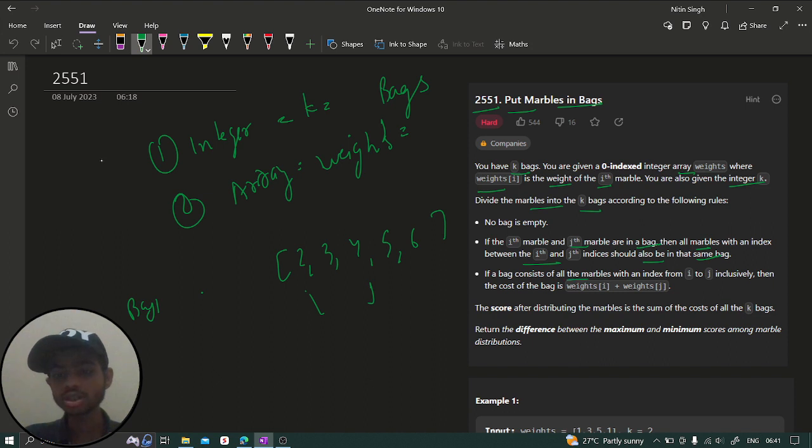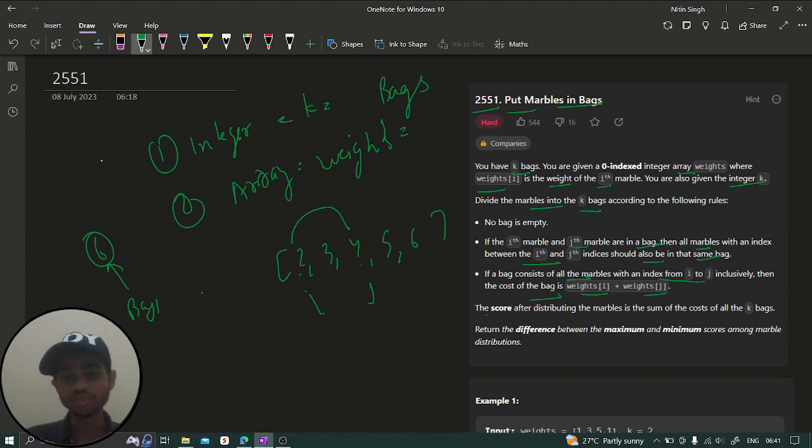And if a bag consists of all the marbles with the index from i to j inclusively, then the cost of the bag is weight of i plus weight of j. As we have put 2 and 4 in bag 1, we count only the weights 2 and 4. So the cost of bag 1 is 6. I hope it makes sense. We are not counting 3 in this particular bag.